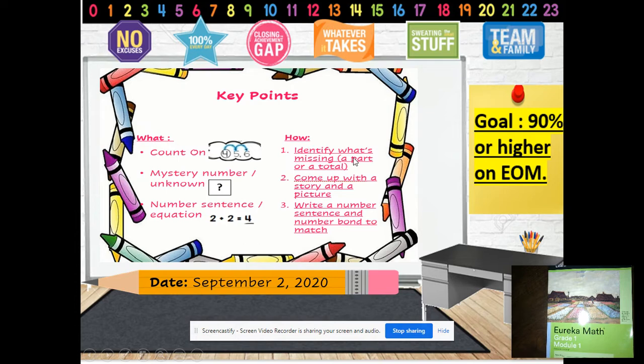Well, first we're going to identify what's missing, if there's a part or a total missing. Then we're going to come up with a story and a picture. And then last, we're going to write a number sentence and a number bond to match. Let's go ahead and start.